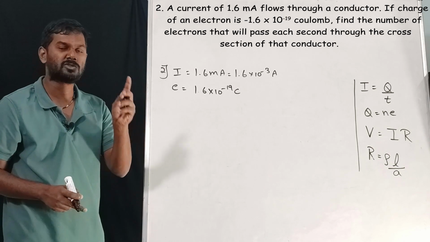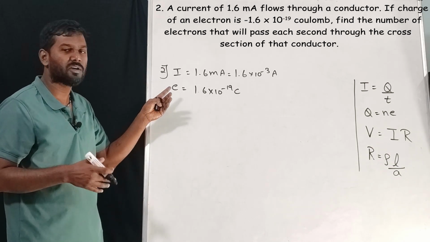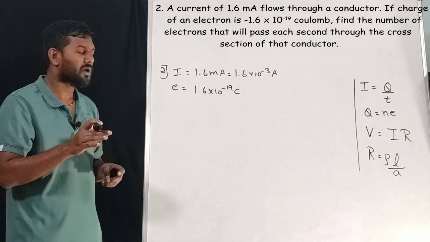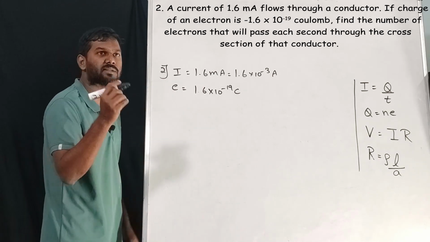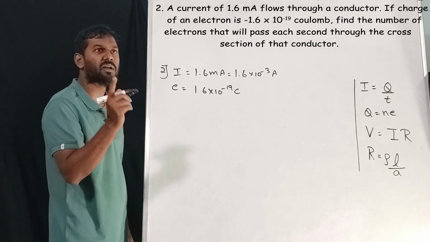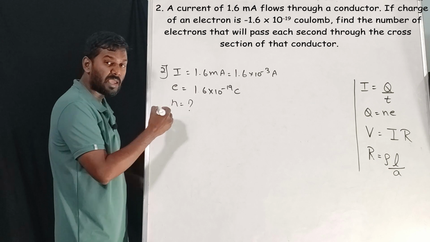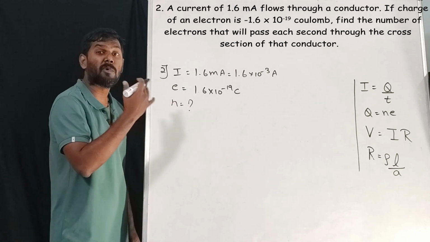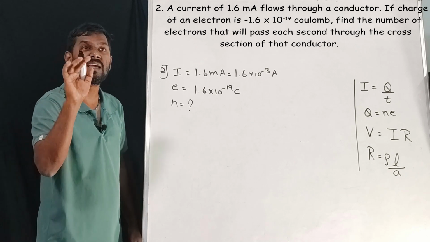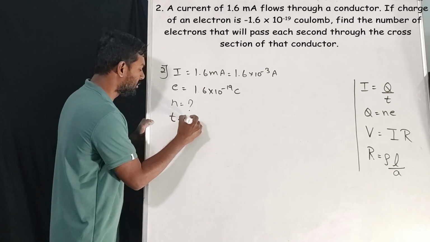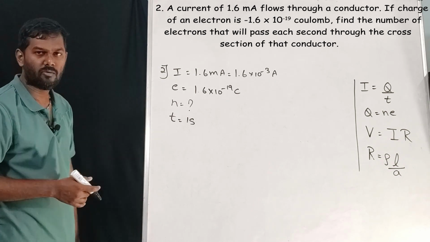They have given minus 1.6, correct? The sign of the electron is negative, but we don't have to use that negative sign in the numericals. Next, find the number of electrons, N value, not Q value. The number of electrons that will pass in each second, which means time is given as 1 second. Using all these things we have to find the value of N.